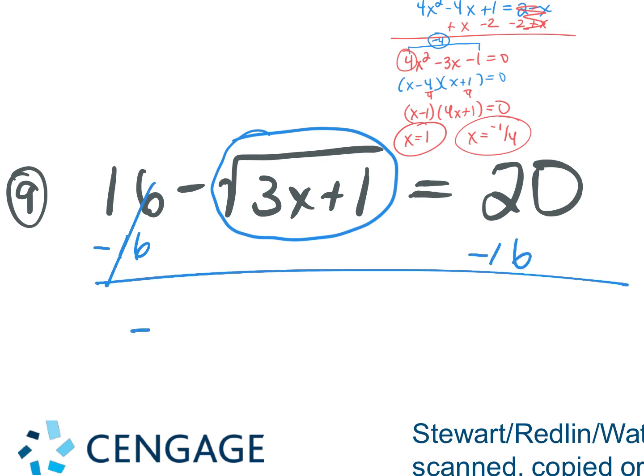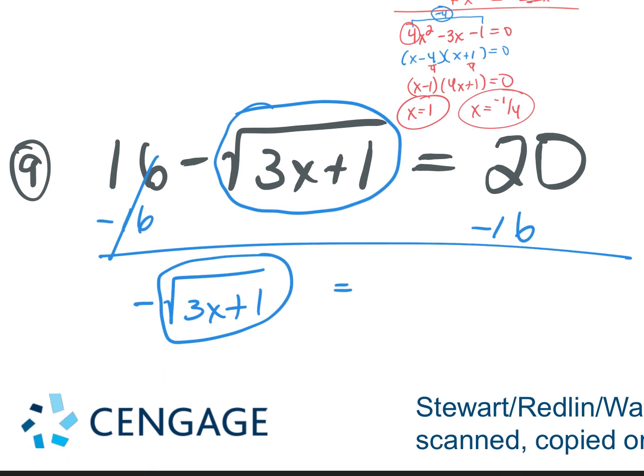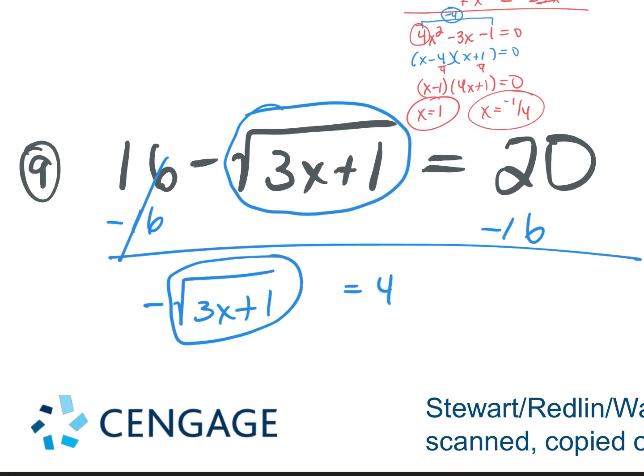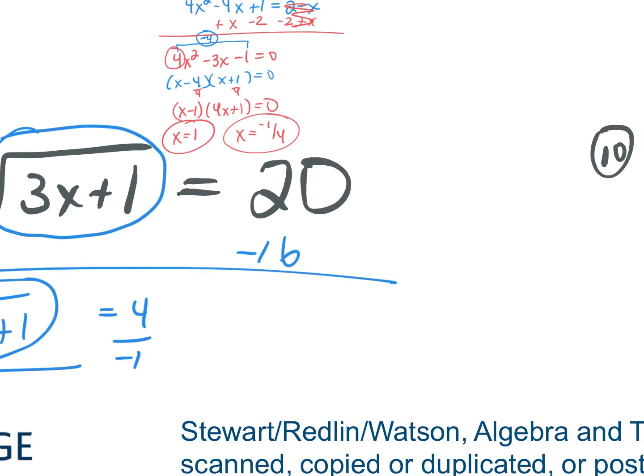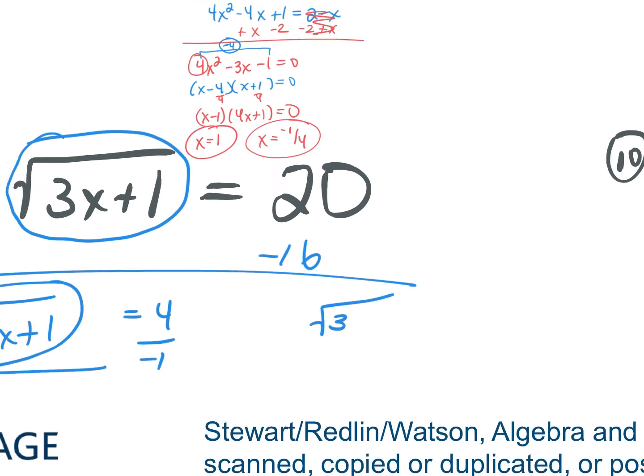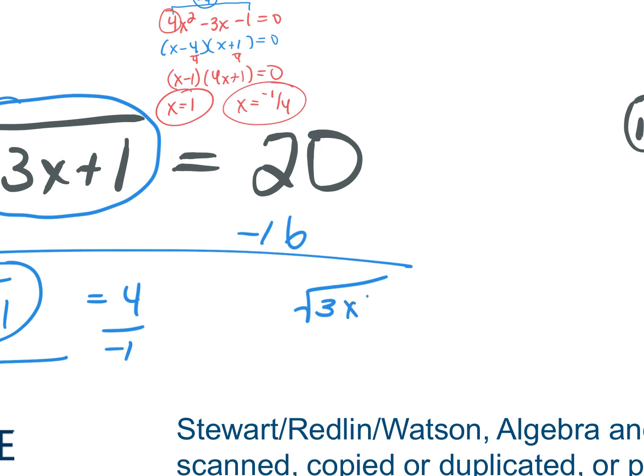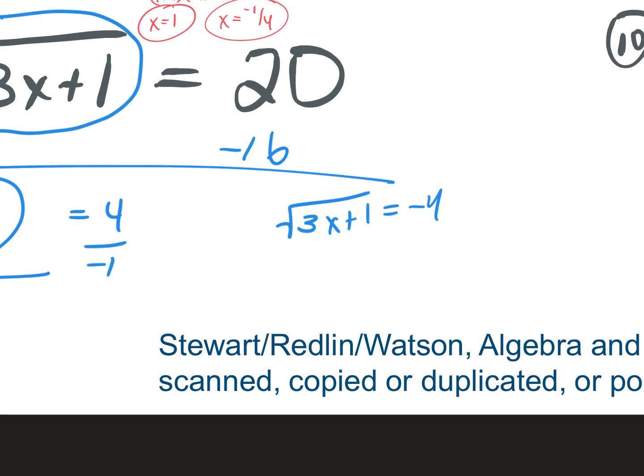So I get negative 3x plus 1 equals what? 4. Okay. Divide each side by negative 1. So I have the square root of 3x plus 1 equals negative 4. And now what? You want to get rid of that square root. So I'm going to square both sides.